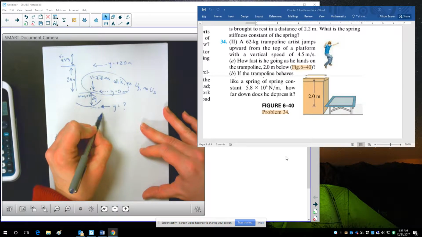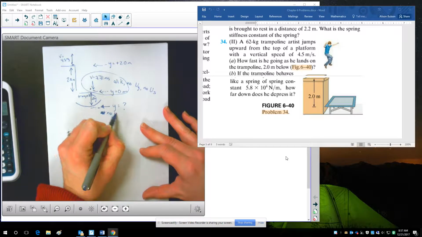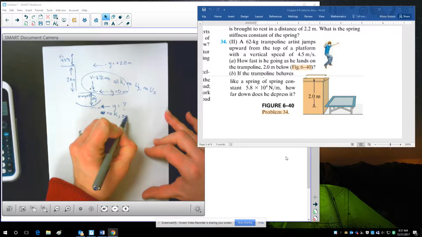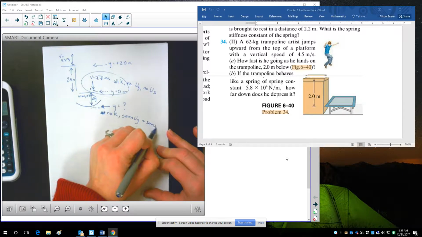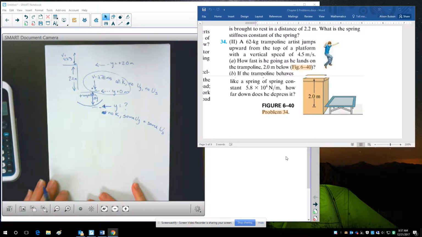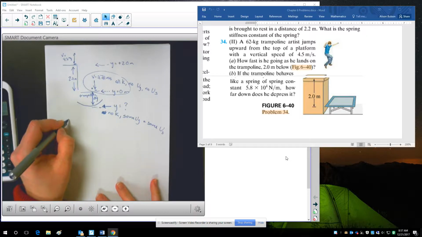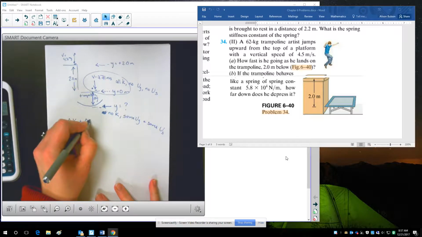And then here it's no kinetic, and it's some UG and some US. So I like less calculations. I'm always kind of trying to be lazy. But again, my big idea is conservation of mechanical energy.